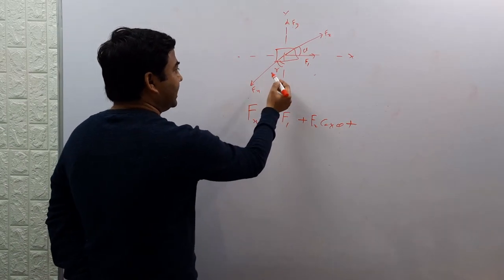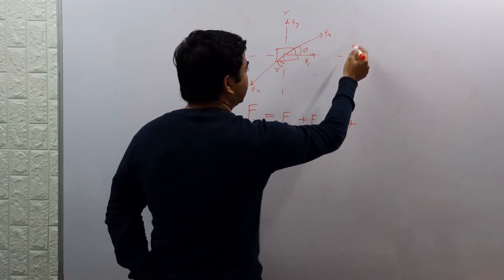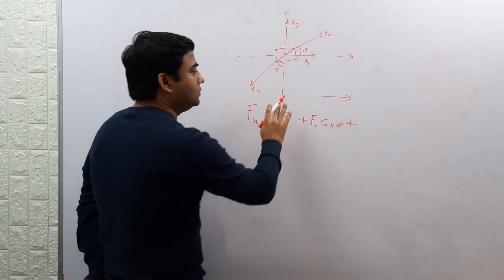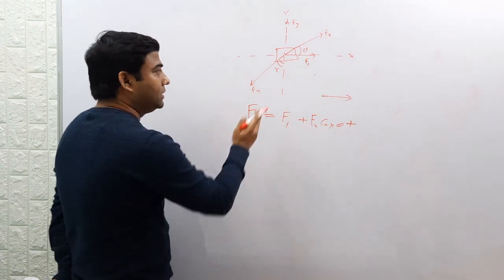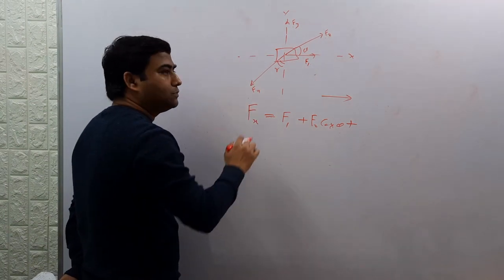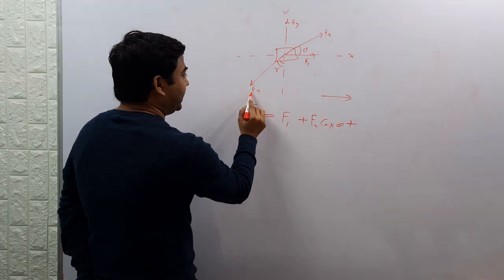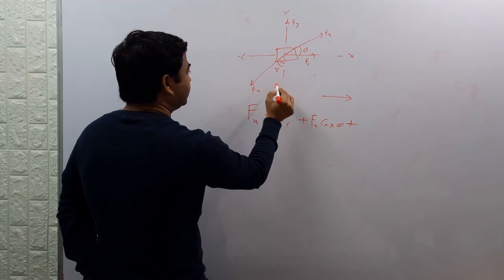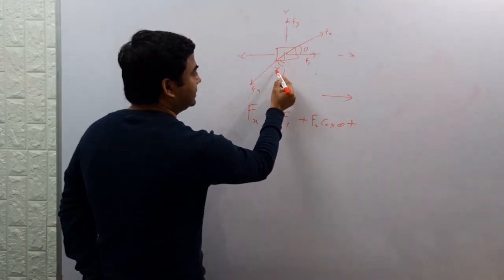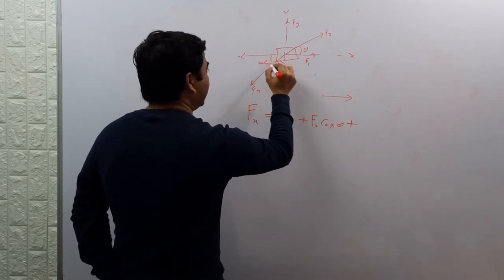For F4, the vector is in the negative direction. For convention, we can use any side as positive and any side as negative. As per convention, we use the positive side of x as positive and the negative side of x as negative. Similarly, the upper side of y is positive and the lower side of y is negative. This is a convention. So the component of F4 will be like this. The x component will be in the negative direction. This angle is alpha, so this angle with the x axis is alpha.